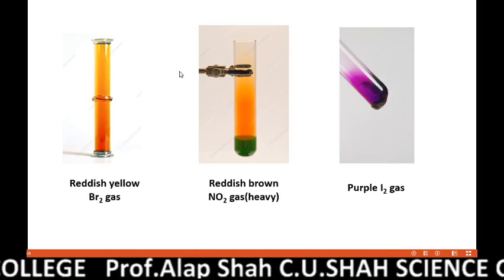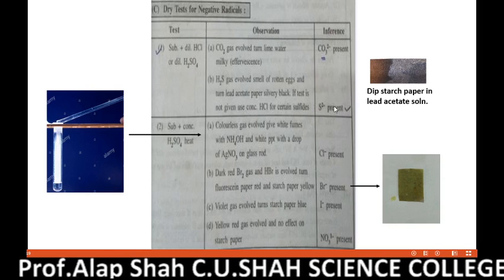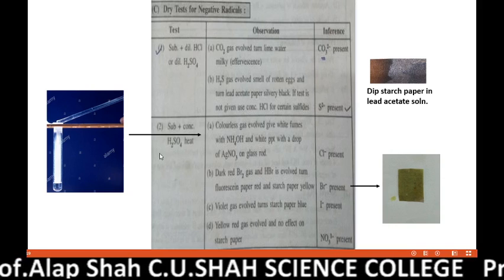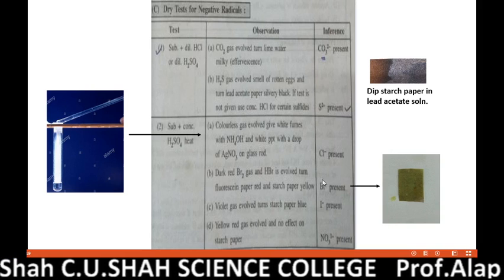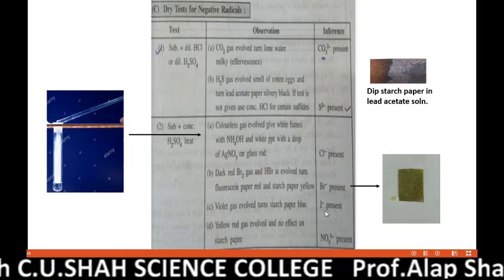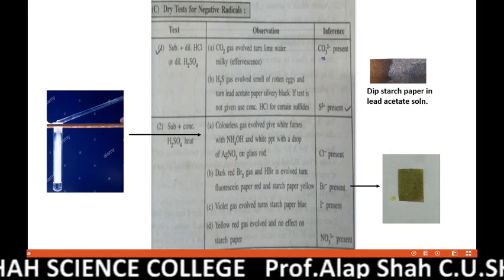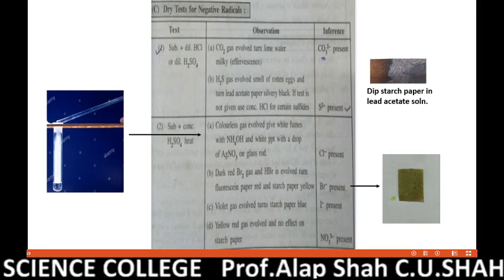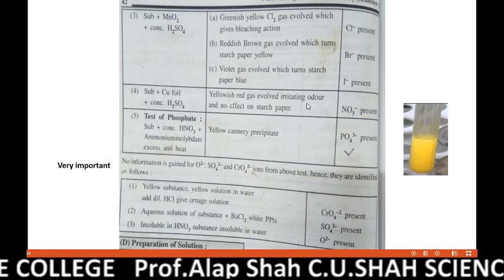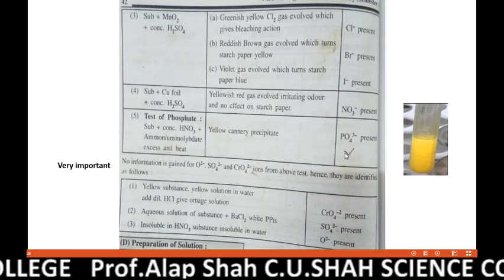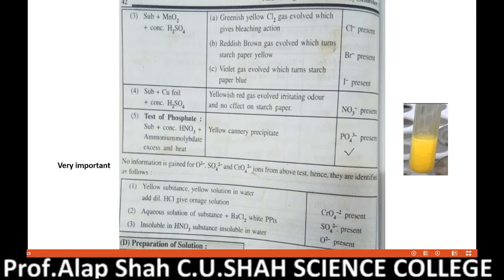So see friends, in the case of the negative radical, only perform this test, because carbonate and sulfide, if present, you can detect from this. Don't perform the other tests. Instead of performing them, just write down 'no observation'. So chloride, bromide, iodide, NO3 minus, etc. may be absent. Let me tell you one more thing. Whether you perform the test or not, certain marks are kept for the systematic representation. So don't perform the test, but you should write it. Next test, don't perform this one either. No need to perform the nitrate test, just write down that nitrate is absent. Okay, phosphate you have to check.